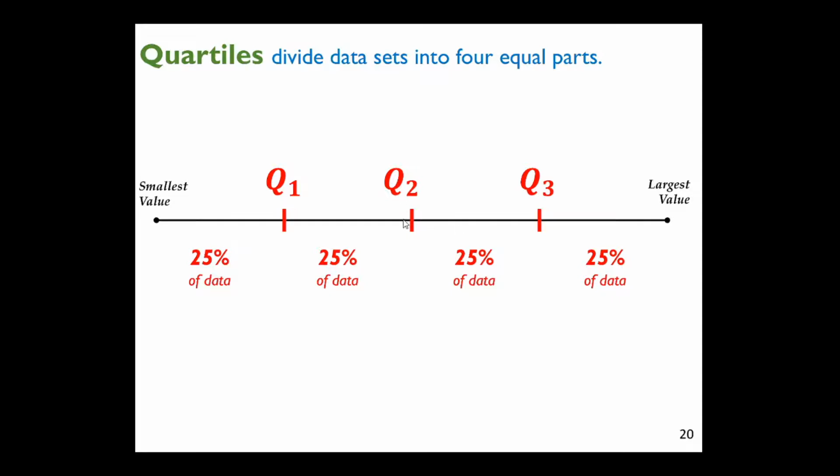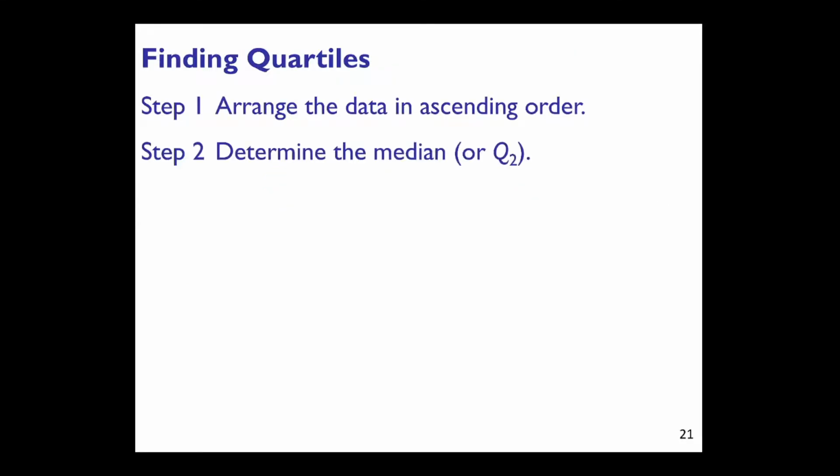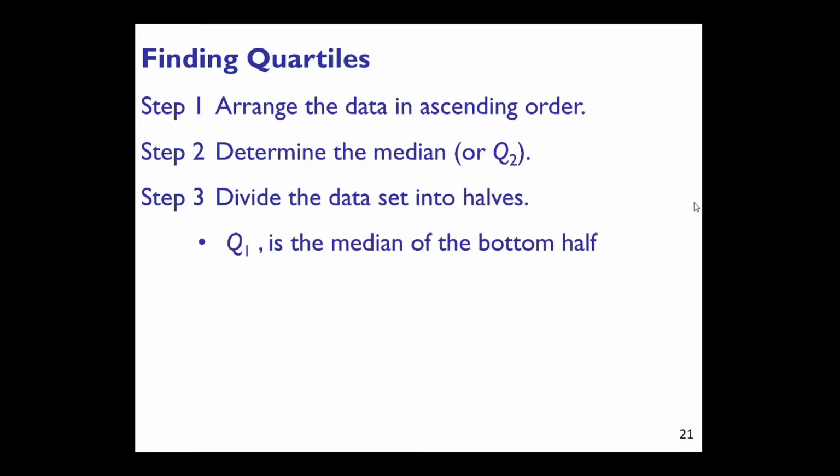That's exactly the process to figure out the quartiles. You make that middle cut first, then take a look at the bottom half and make another middle cut, and then take the top half and make a middle cut of the top half. So the steps are the following. Arrange the data in ascending order, from least to greatest. Determine the median, or Q2. Divide the data set into halves. Then Q1 is the median of the bottom half, and Q3 is the median of the top half.